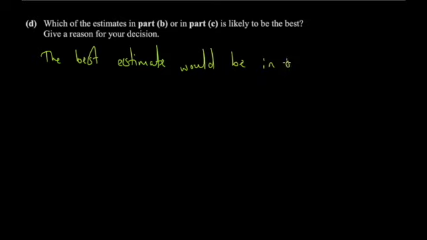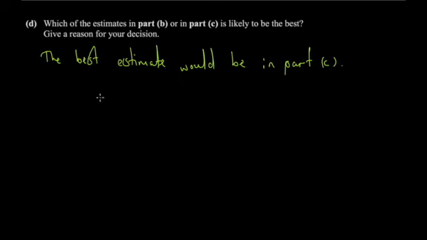The question says which of the estimates in part B or part C is likely to be the best. Okay, so which of the estimates is likely to be the best? You have to explain which one is likely to be the best here. So the best estimate would be in part C. You get 1 mark for this.